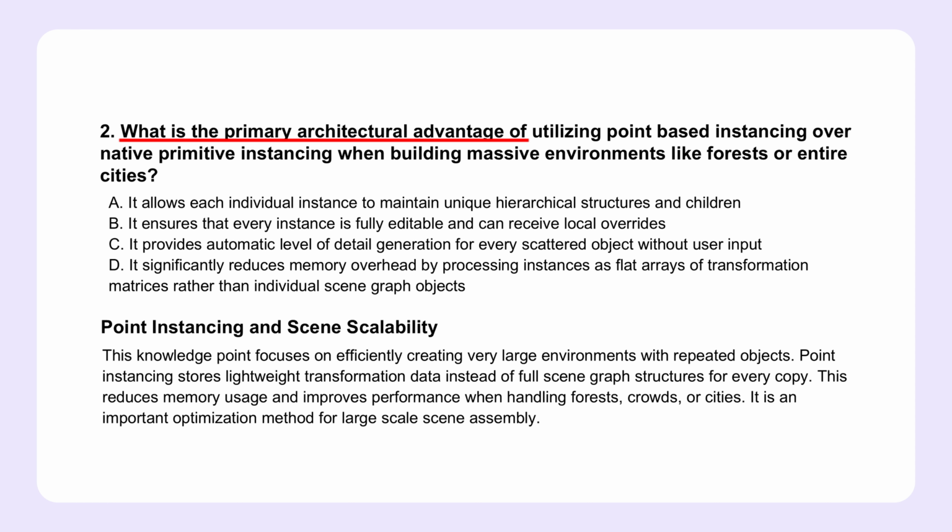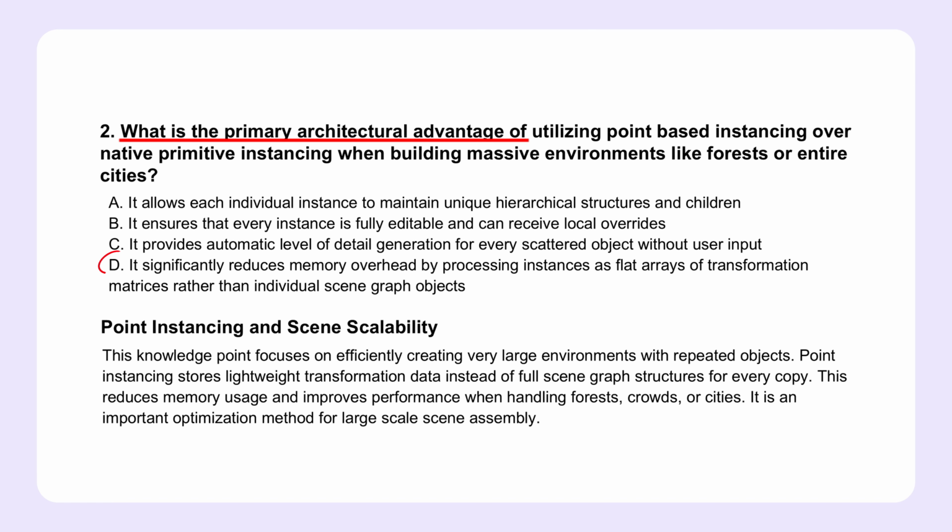Exactly. And option C, automatic level of detail generation, well, that's a procedural generation tool. It's not an inherent architectural feature of instancing. Which leaves us with option D. But I have to ask, if I am building a massive forest, why can't I just duplicate the trees? Just copy-paste. Yeah, copy-paste over and over. Why do we need this specialized point instancing system at all?